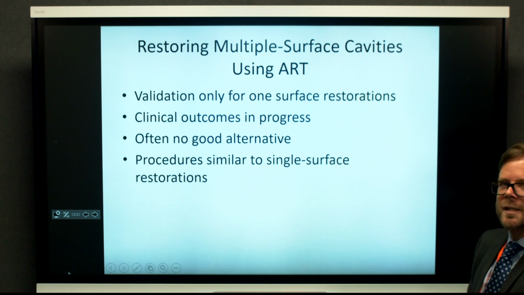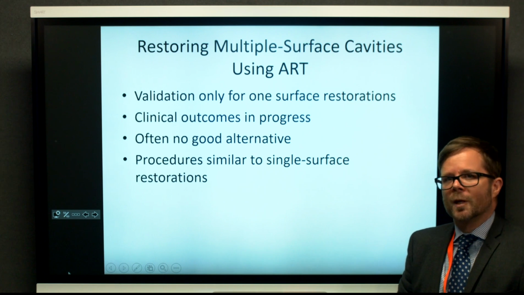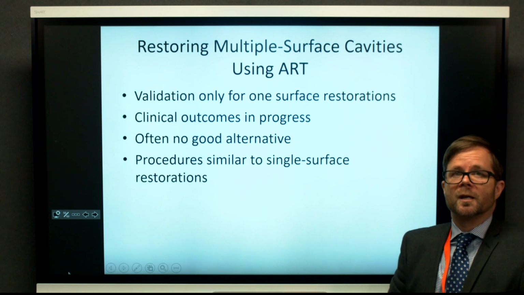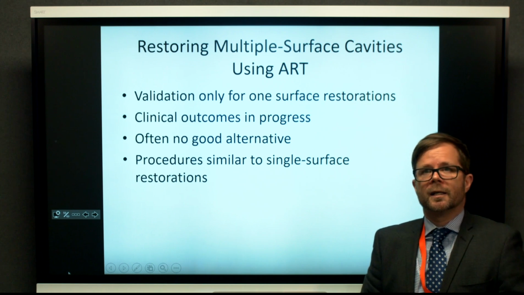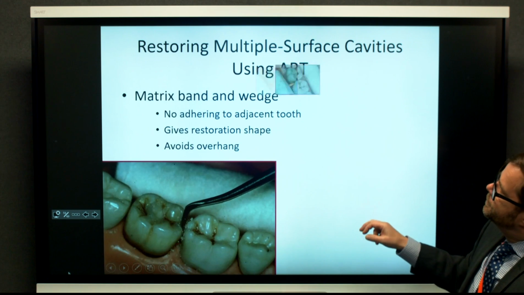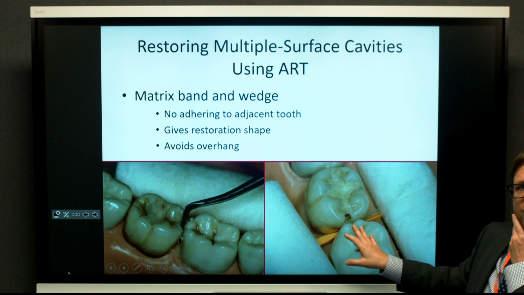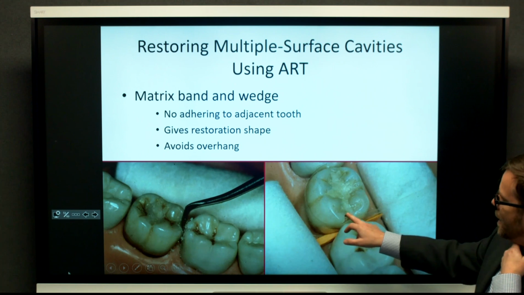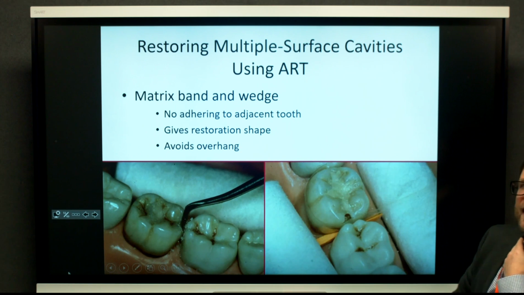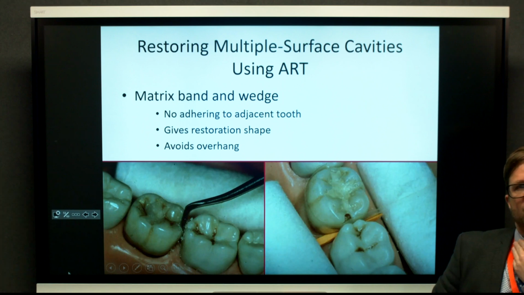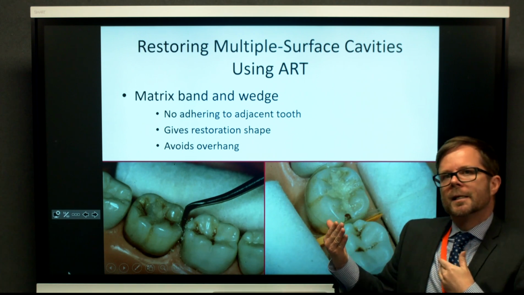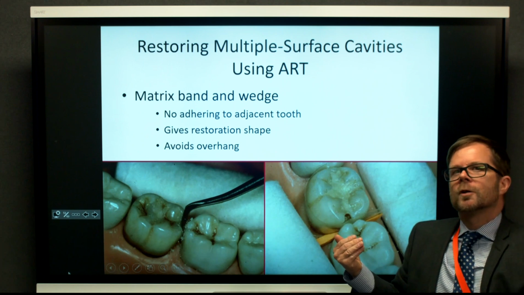We have very good evidence that single surface restorations, the longevity, how long the restoration lasts, is in some cases as good as an amalgam restoration placed in a conventional way. But if you are going to restore multiple surfaces, so you can see here the occlusal surface and the mesial surface or distal surface of the tooth is involved, it's likely that it won't last as long.